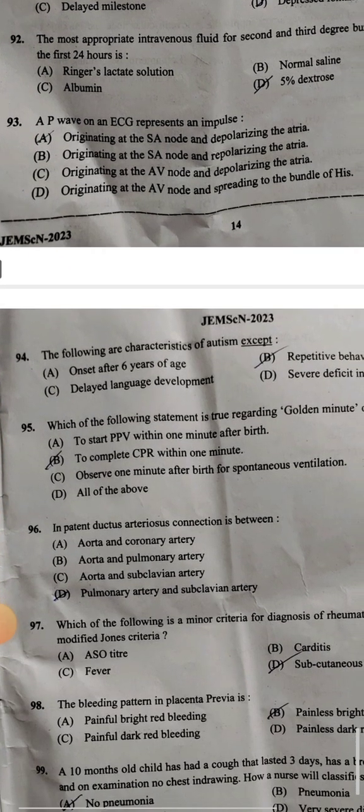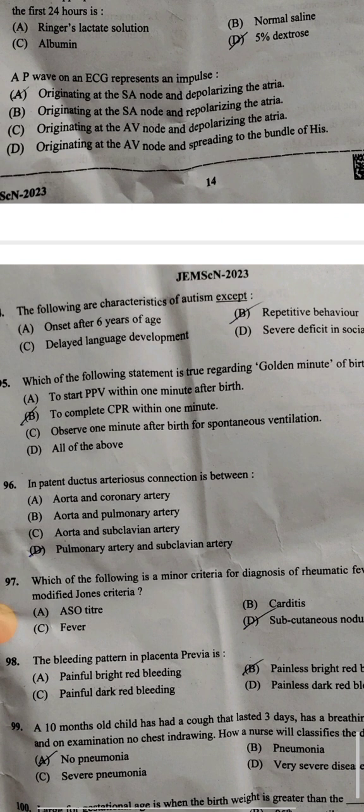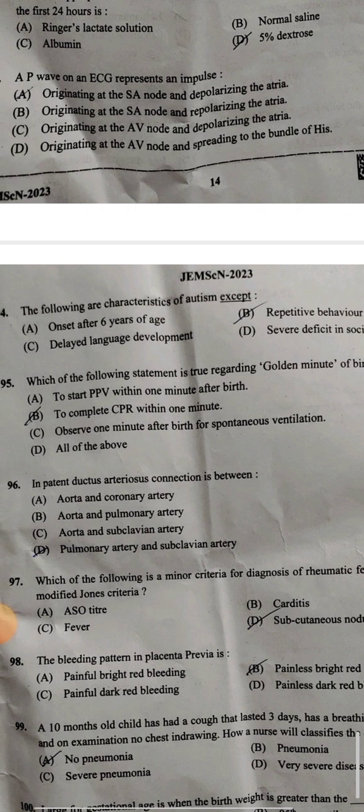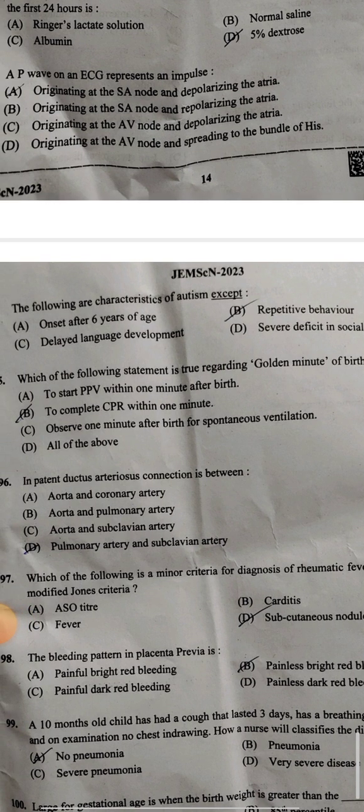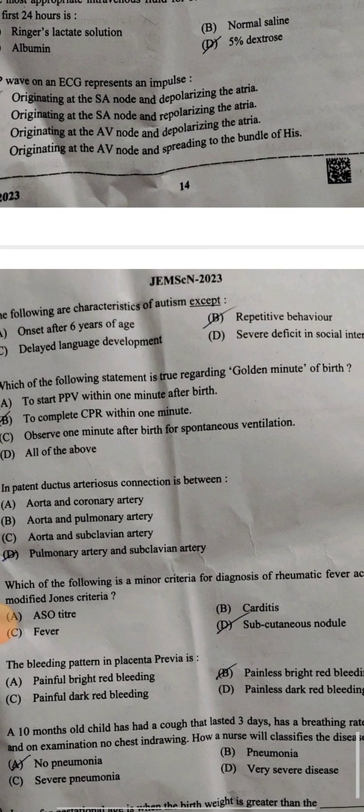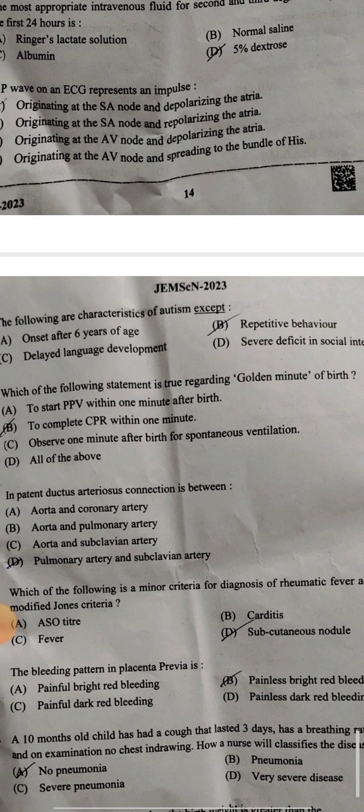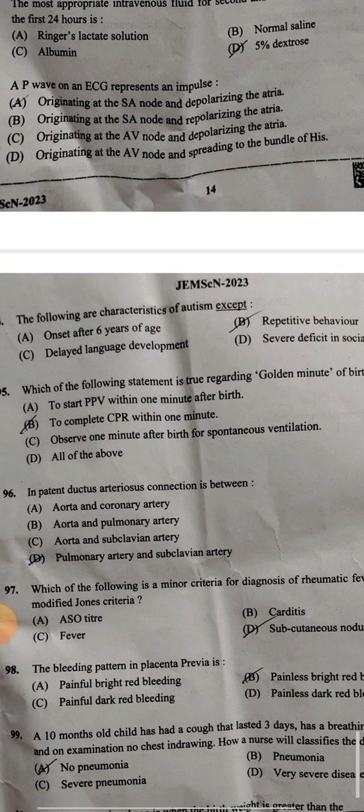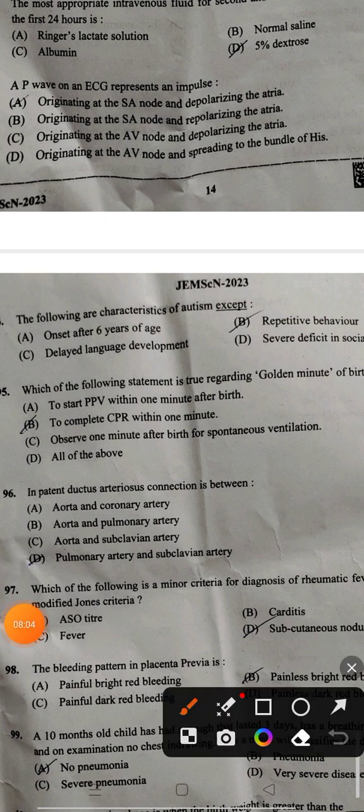Question number 94. The following are characteristics of autism except option A, onset after 6 years of age, option B, repetitive behavior, option C, delayed language development, and option D, severe deficit in social interaction. We know that in case of autism the signs start early, that means onset at 2 years of age, and impairment of basic social skills is also present, and repetitive behavior is also present. The correct answer is option A, onset after 6 years of age, because the onset is at 2 years of age, early.